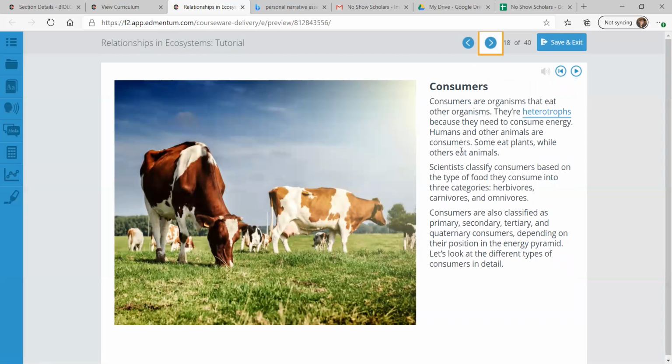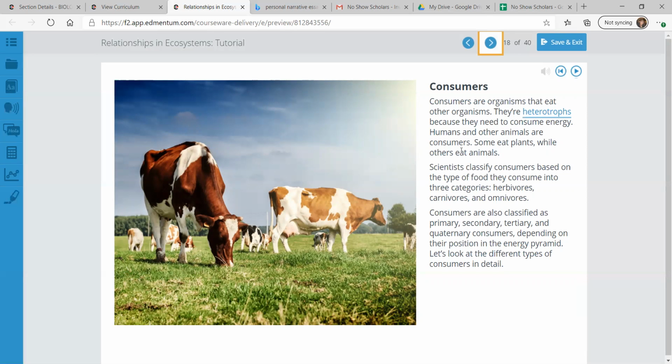And consumers are able to eat those producers or other consumers. They're referred to as heterotrophs because they need to consume energy in order to survive. So, for example, humans and other animals, such as cows, dogs, cats, dolphins, they all consume other organisms. Some eat plants, while others actually eat smaller animals.